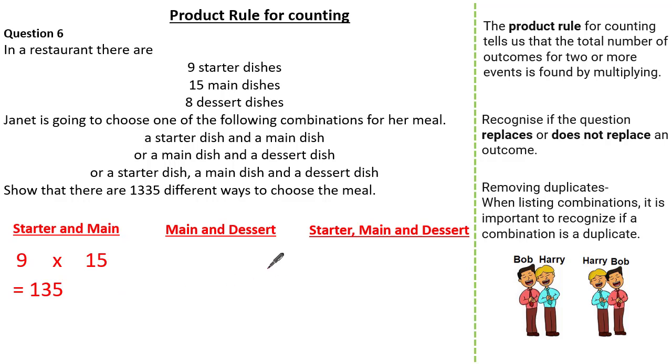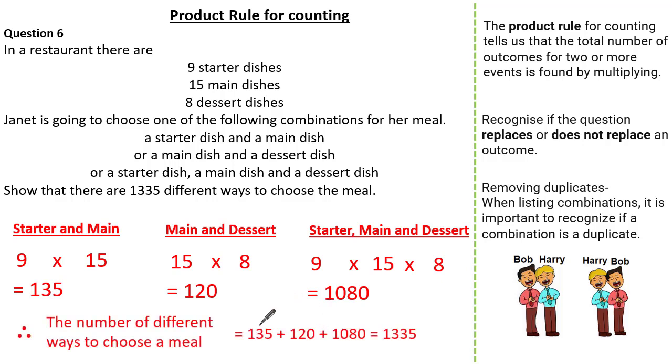Now for a main and dessert, there are 15 different main dishes and 8 different dessert dishes. This gives us 120 different combinations for a main and dessert. Lastly, let's look at starter, main and dessert. Well, there are 9 different starter dishes, 15 different main dishes and 8 different dessert dishes. So therefore, there are 1,080 combinations for a starter, main and dessert. So, in total, there are 135, add 120, add 1,080, which confirms the 1,335 different ways to choose a meal.